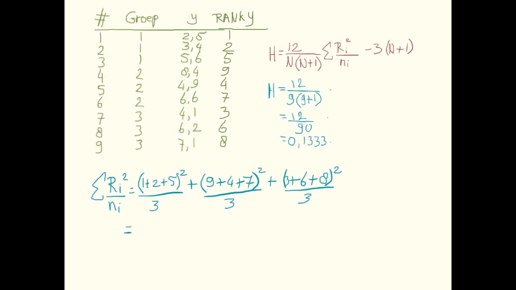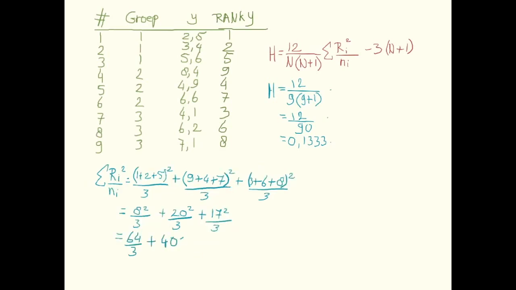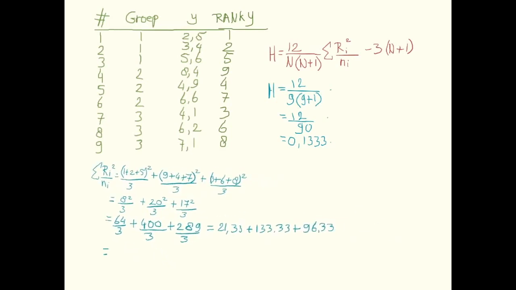And then we're going to square the value for each group, and we divide that by the number of participants in that group. So 8 squared divided by 3, plus 20 squared divided by 3, plus 17 squared divided by 3. And this equals 64 divided by 3, plus 400 divided by 3, plus 289 divided by 3. Which will equal 21.33 plus 133.33 plus 96.33. In total, this will equal 251.